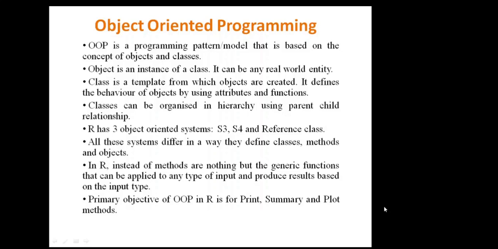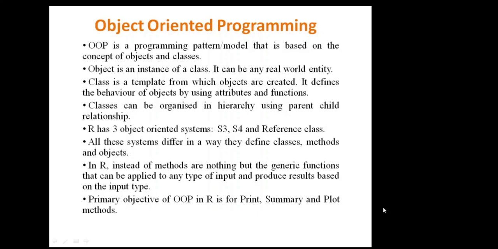Some classes can be organized in a parent-child relationship, in some hierarchy. So we can create a parent and child relationship between different objects by using the inheritance concept of object-oriented programming, where if a child class does not have some functions or methods defined for it, then that child class can inherit the functionality from the parent class. So that is inheritance. In R programming, we have three object-oriented systems: S3, S4, and reference class.